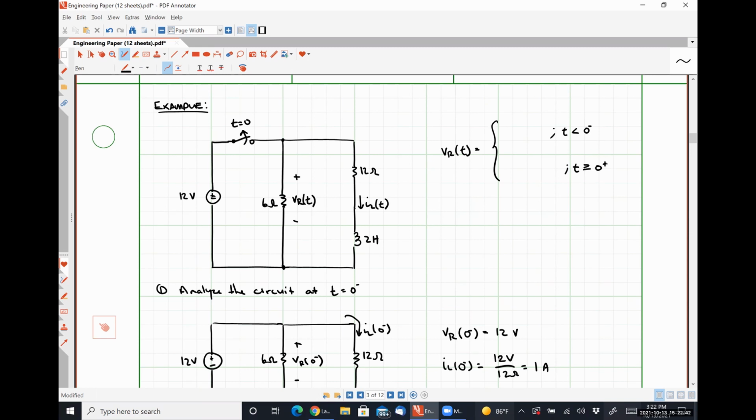Our voltage drop across our resistor for t less than 0 minus is going to be what? Don't we literally have it written down right here? It was 12 volts. It's going to continue to be 12 volts because it was just connected in parallel to a 12 volt source.